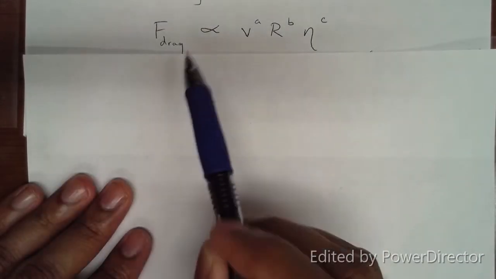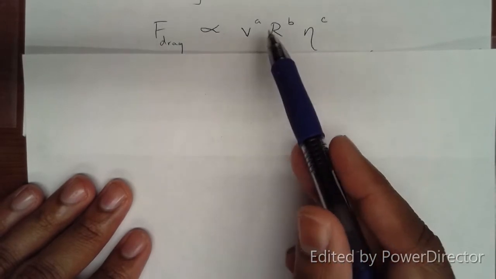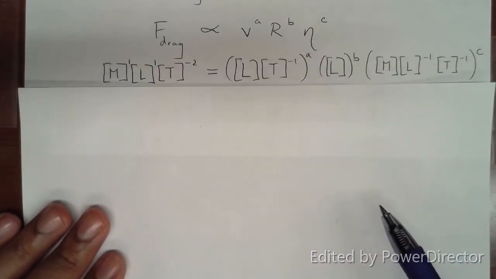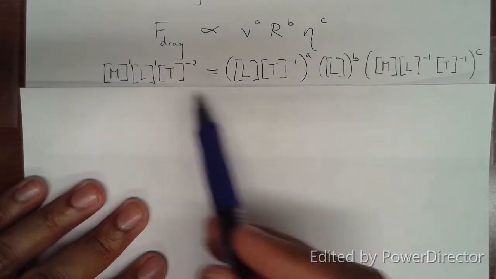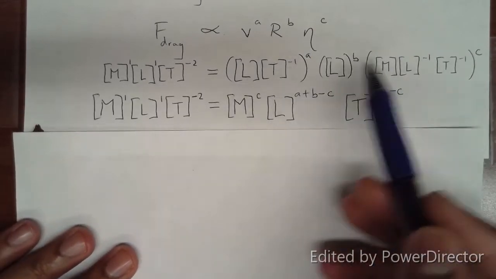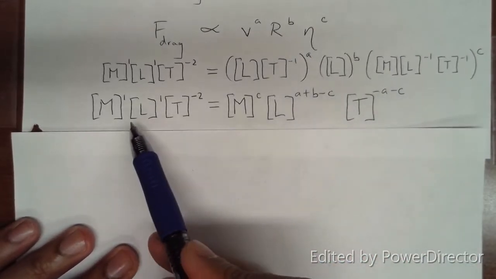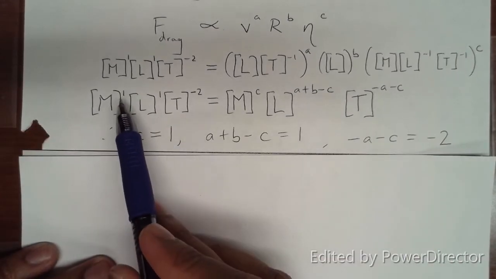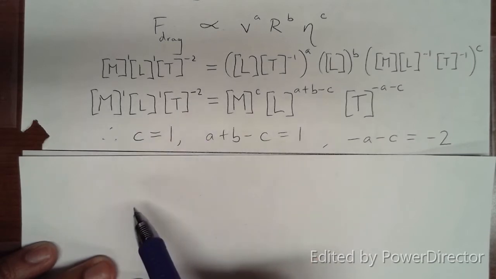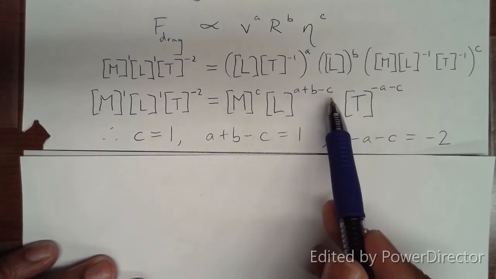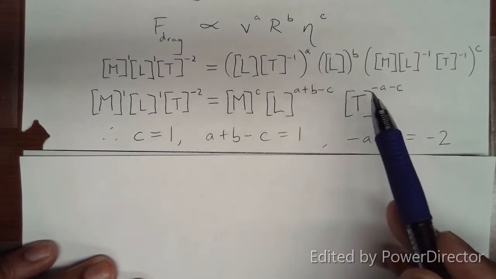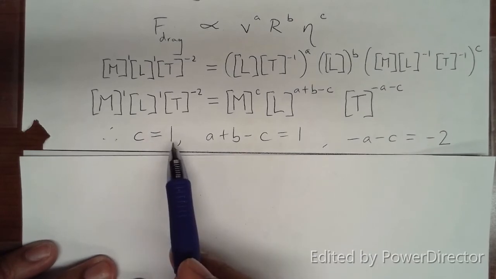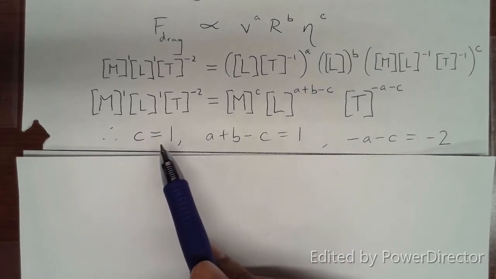We say that F drag is going to be proportional to V to the power A, R to the power B, eta to the power C. We plug in the various dimensions and we simplify the various powers, and we are going to match the powers on either side. Comparing, we get that 1 would be equal to C, 1 would be equal to A plus B minus C, and -2 would be equal to minus A minus C. So that tells us that C is going to be 1. That's straightforward.